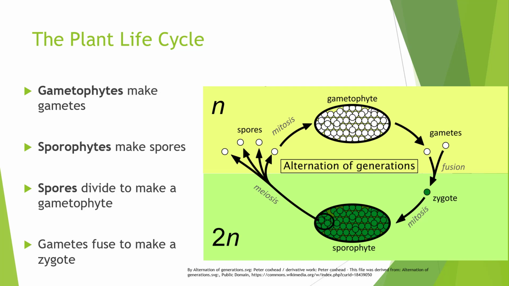Now, the spores are going to divide to make a gametophyte, and the gametophyte will give rise to gametes, which will fuse to make a zygote, which will grow to make a sporophyte, which will undergo meiosis to make spores. Now, we're not memorizing mitosis or meiosis, but suffice it to say, meiosis is when you go from 2 copies to 1 copy, and mitosis is when you go from either 1 to 1 or 2 to 2.